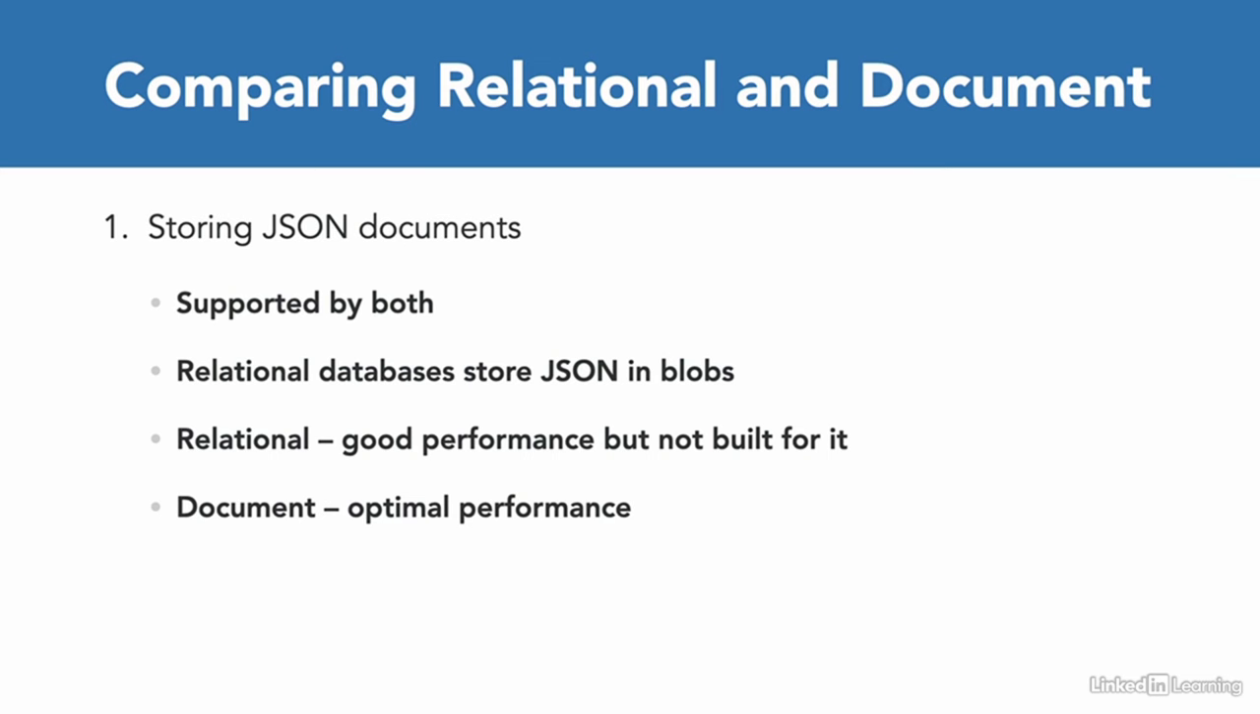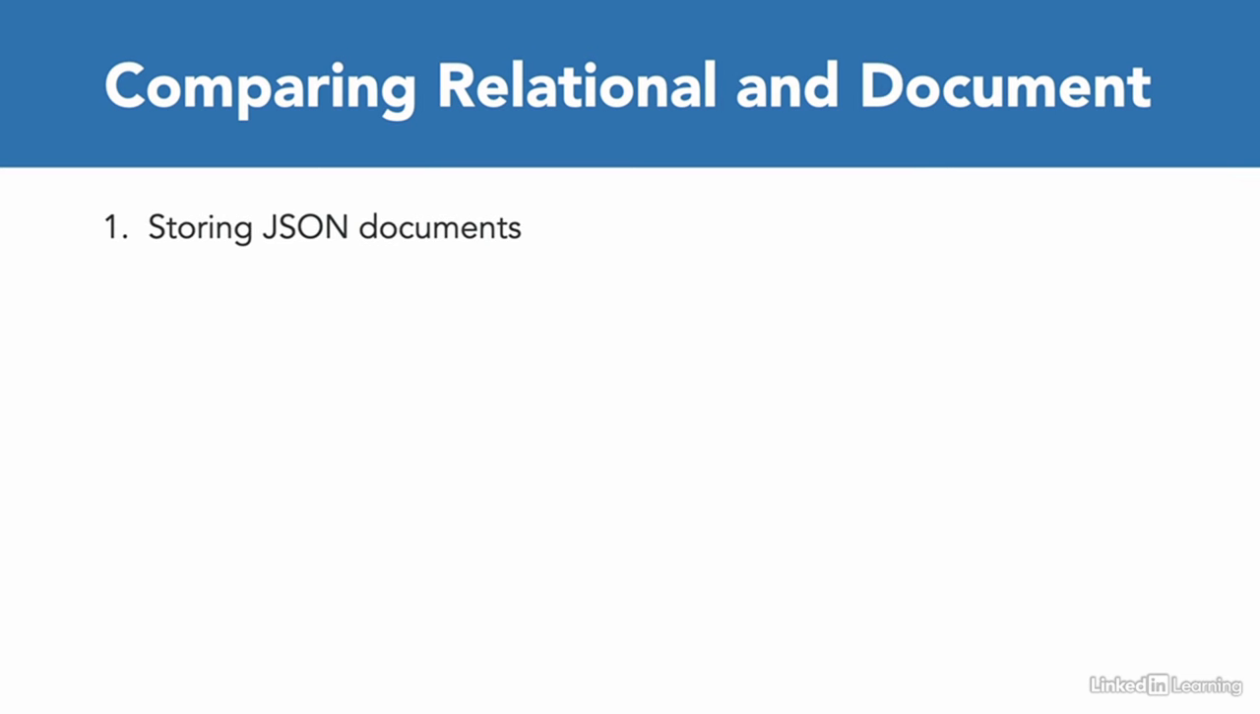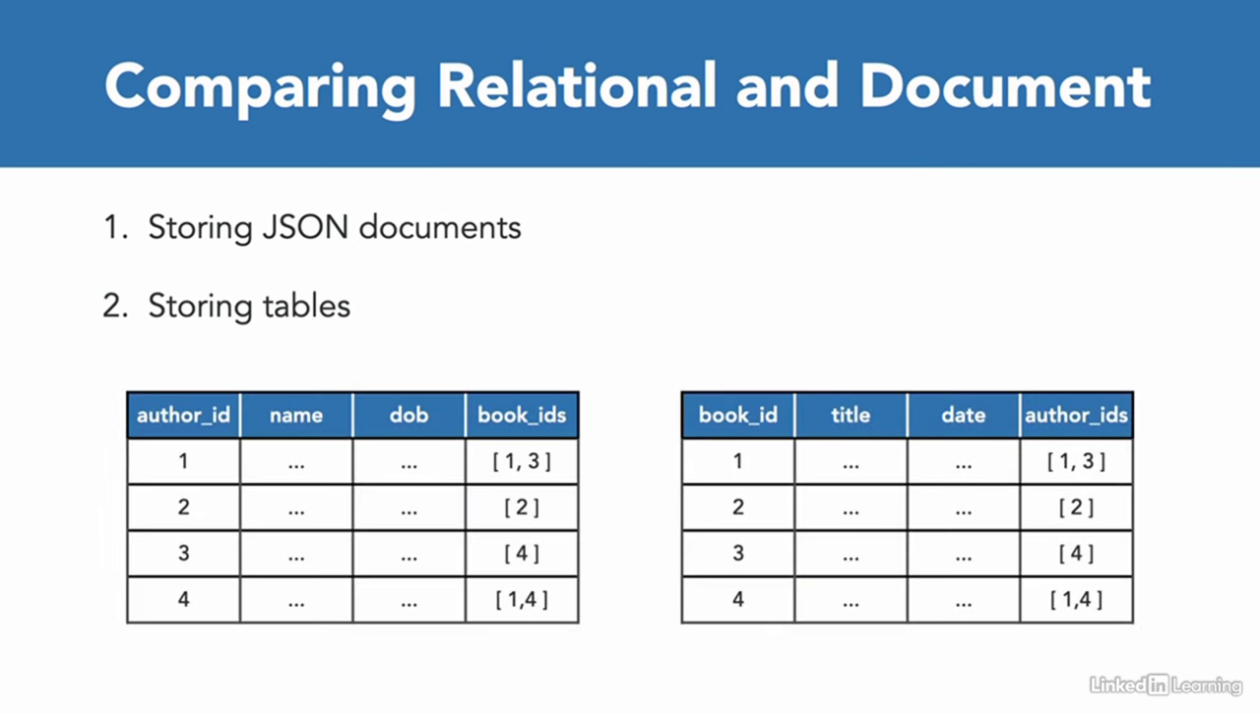Let's move on to the second way of comparing relational and document databases. The way you generally work with relational databases is by defining a schema for how you will store your data. Data about a person, for example, or an author, would be disassembled into different parts to store it. And then it would be reassembled using joins when you are querying it. Relational databases are optimized for working with tables and performing joins between tables fast.